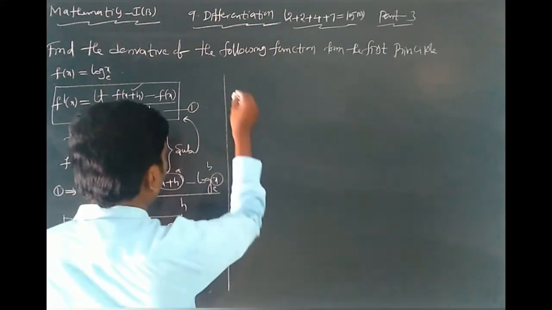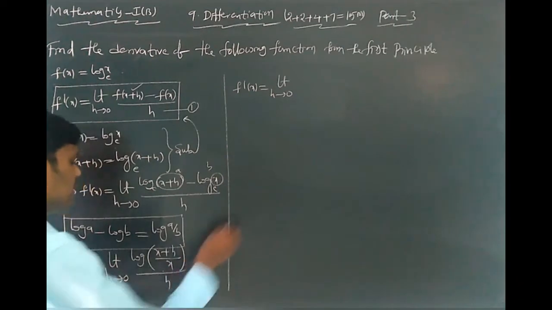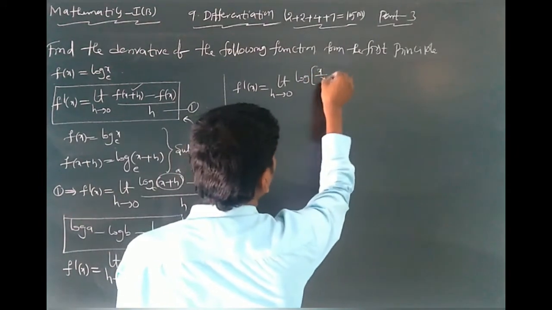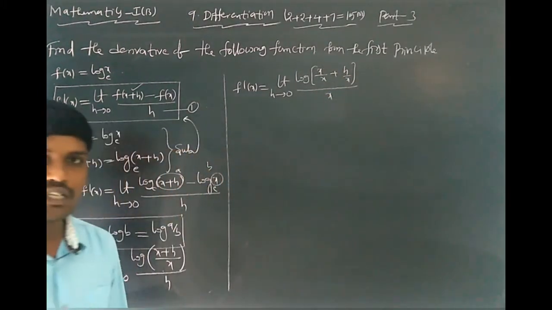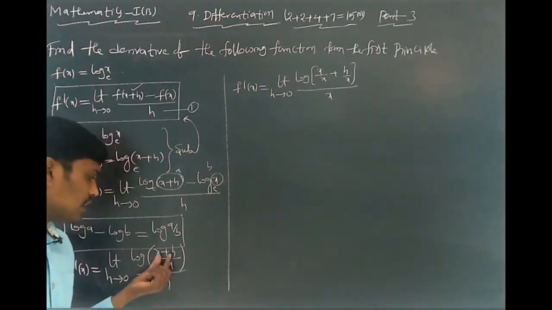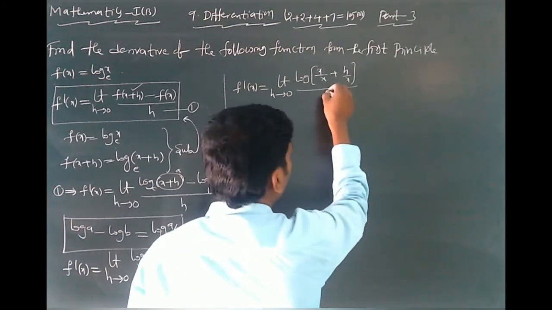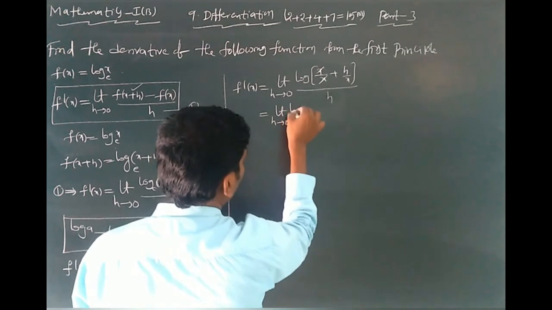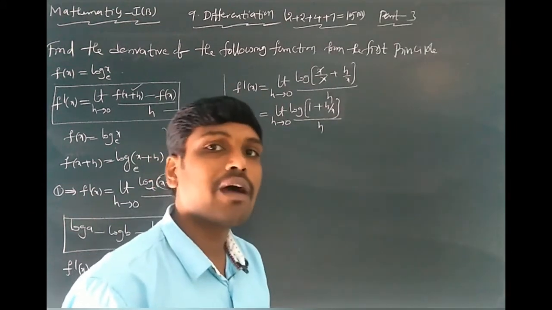After that, you can write f'(x) = limit h tends to 0 of log of ((x+h) by x) over h. Understood or not? Here, (x+h) by x is there. Here, in the numerator, separated: (x+h) by x over h. You can write, see, x kept aside, limit h tends to 0 of log of (1 plus h by x) by h.